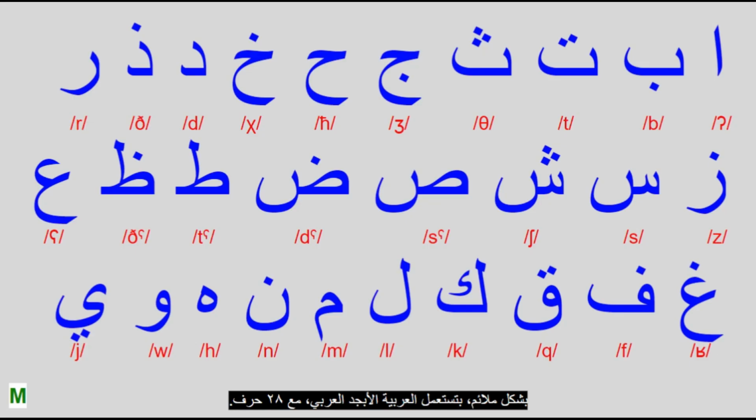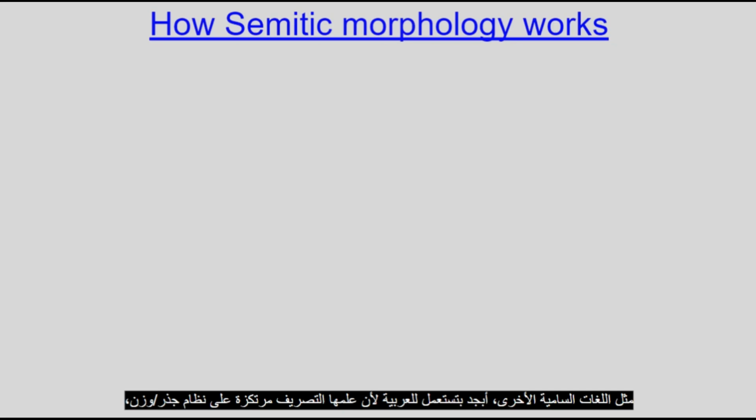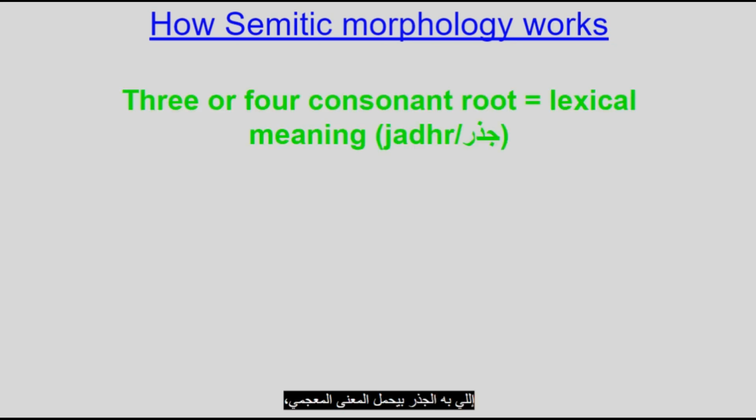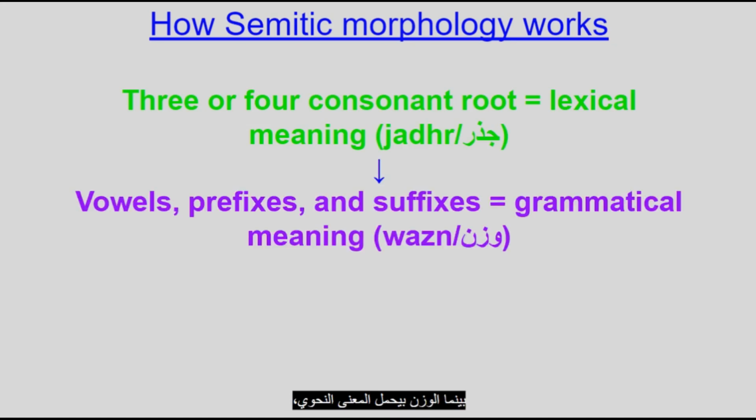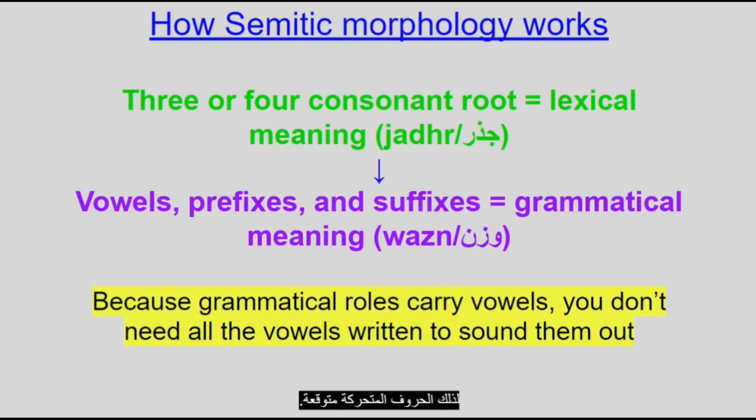Arabic fittingly uses the Arabic abjad with 28 letters. In fact, the term abjad itself is Arabic. Also, here's your official government-mandated "it's written right to left" warning. As with other Semitic languages, an abjad works for Arabic since its morphology is based on a root pattern system in which the root or jadr carries the lexical meaning, while the pattern or wazn carries the grammatical meaning. So the vowels are predictable.